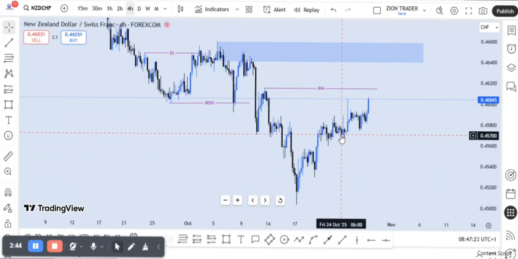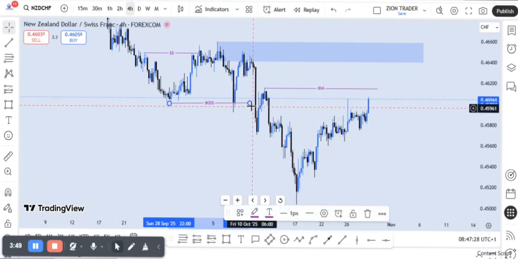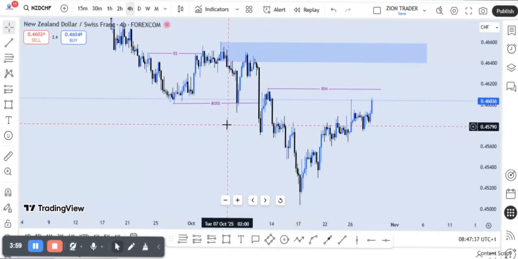All right, guys, as you can see on the four-hour time frame, this is actually an interesting setup. It's a setup that I love, and I would love for price to come into this zone again, and then from here we love to take a sell. We have a lot of confluences here, right?